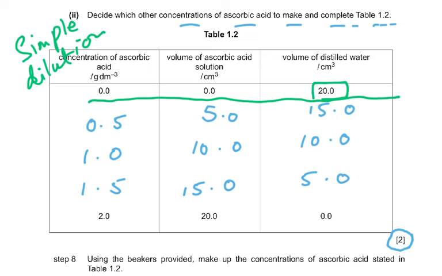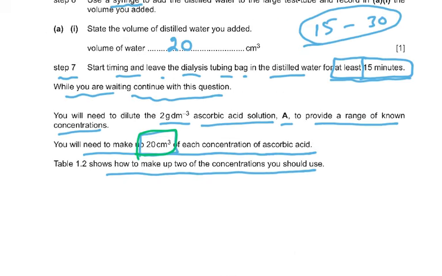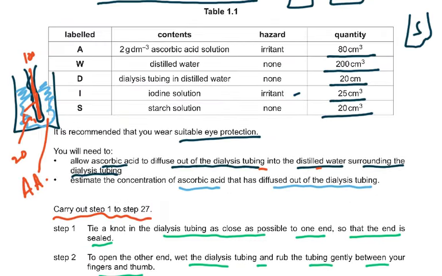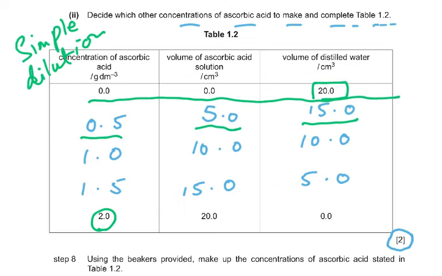So if you wanted to make 0.5 g dm⁻³, you took 0.5 of the 2.0 g dm⁻³, you added 5 of the volume of ascorbic acid solution, and distilled water you added 15, right? The ascorbic acid was of course the stock solution. As you can see here in this table, the ascorbic acid was 2 g dm⁻³ ascorbic acid solution. This is the stock solution, this is the A. So this was the stock solution, and then you had to make a dilution of it.